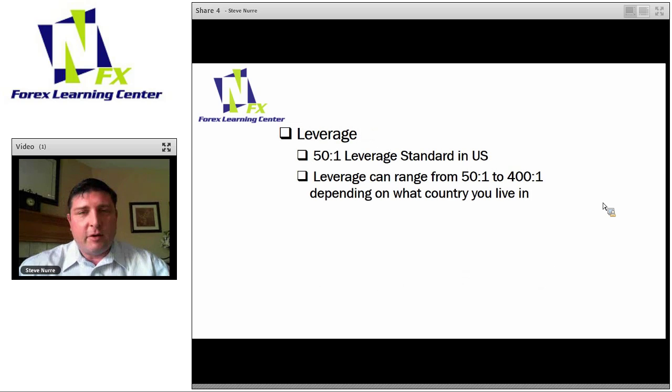Leverage is also a huge reason why most retail traders are switching over to Forex trading, because you do have a large amount of leverage available to you. Here in the U.S., our leverage is set at 50 to 1. That's standard leverage here in the U.S. However, depending on where you live around the world, that is put on us by the regulators here in the U.S., that maximum leverage of 50 to 1, based on major currency pairs. Leverage can range anywhere from 50 to 1 to 400 to 1, depending on what country you live in.